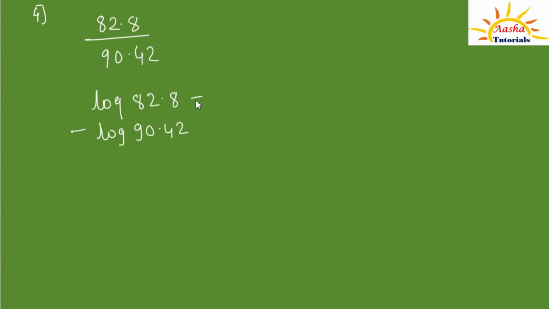Let's divide the number 82.8 by 90.42, again by using the log table. So how do we do that? Here what do we have to do? Let's first of all find the log of 82.8. As it is a two-digit number, I'll write its characteristic value as 1, because we subtract 1 from whatever be the number of digits we have before the decimal point. So the characteristic value is 1, and let's find the log of 82 in 8.